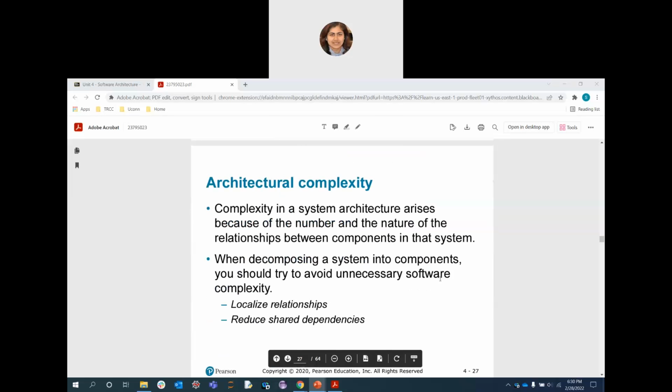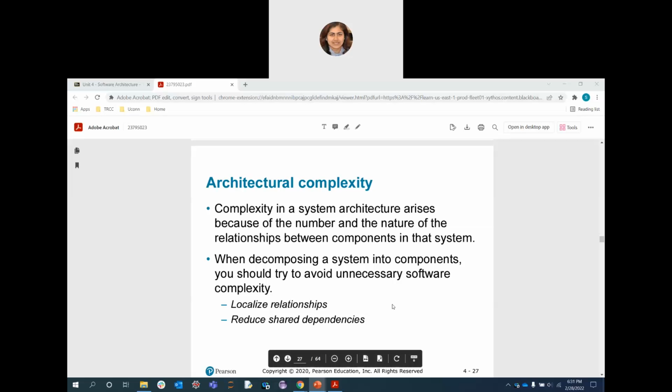Architectural complexity. If there is a system architecture, there can be various complexities when we take into consideration multiple components, the system architecture as a set of multiple components. So when decomposing the system into various components, we should try to avoid unnecessary software complexity, such as by localizing relationships or reducing shared dependencies.